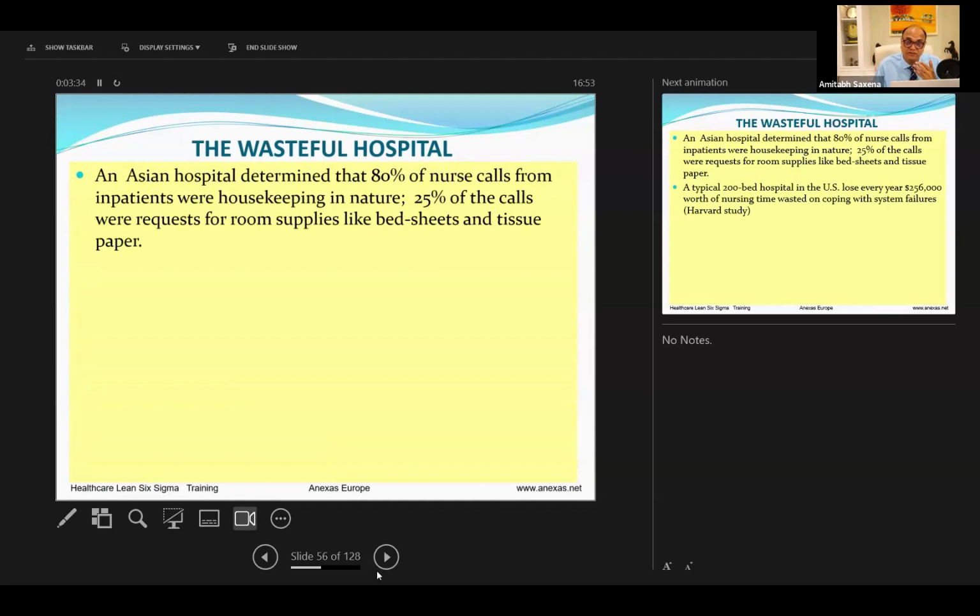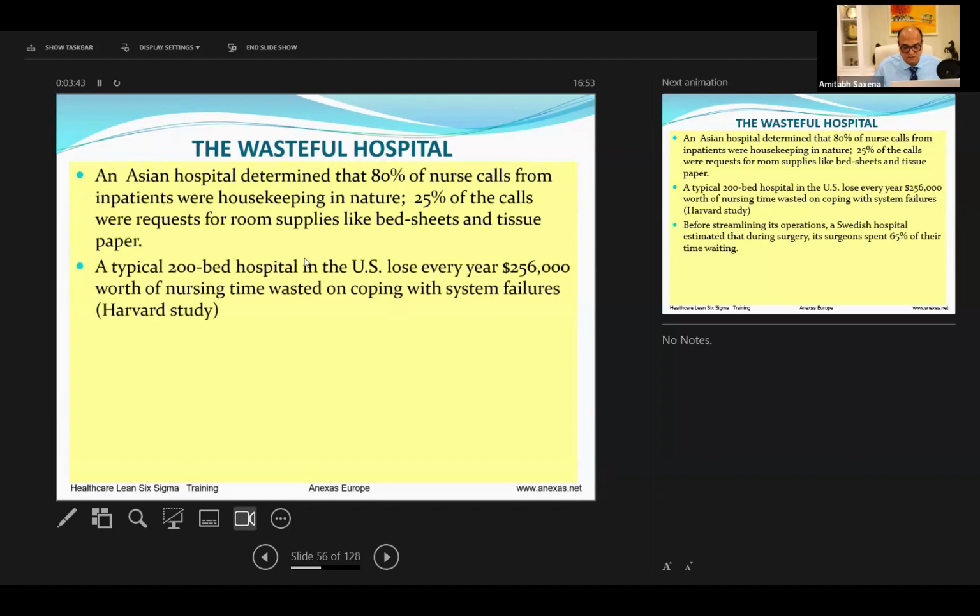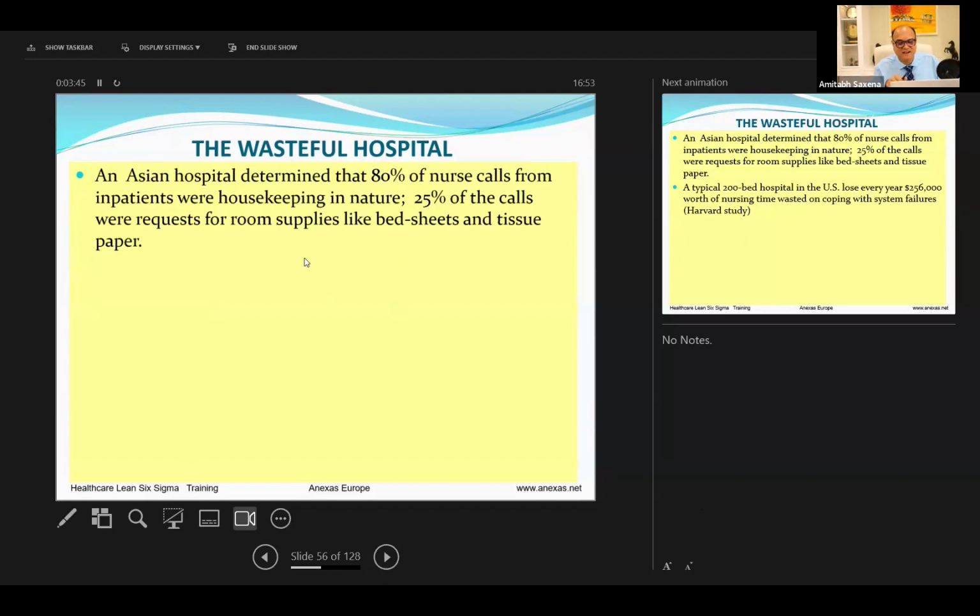Gemba means go to the field, go to the place of action. And when you do a Gemba walk, Gemba means, in Japanese, workplace. You go to the workplace and identify what exactly is happening. And we found that lots of calls were housekeeping in nature, and many of them were about little things like bed sheets, etc.